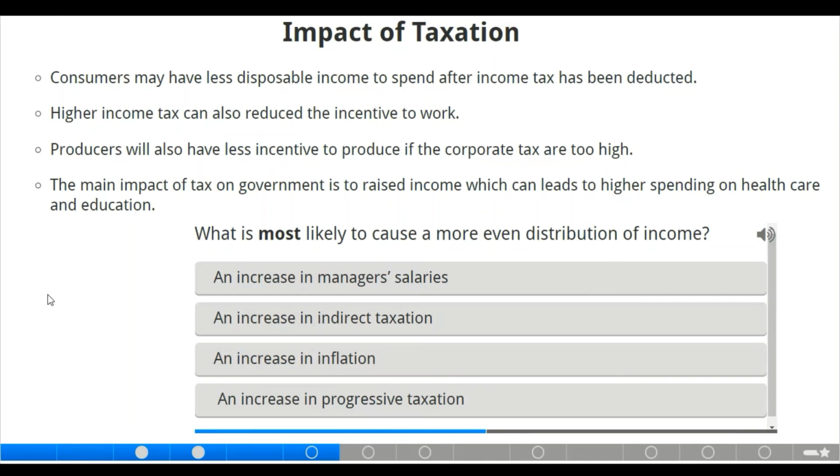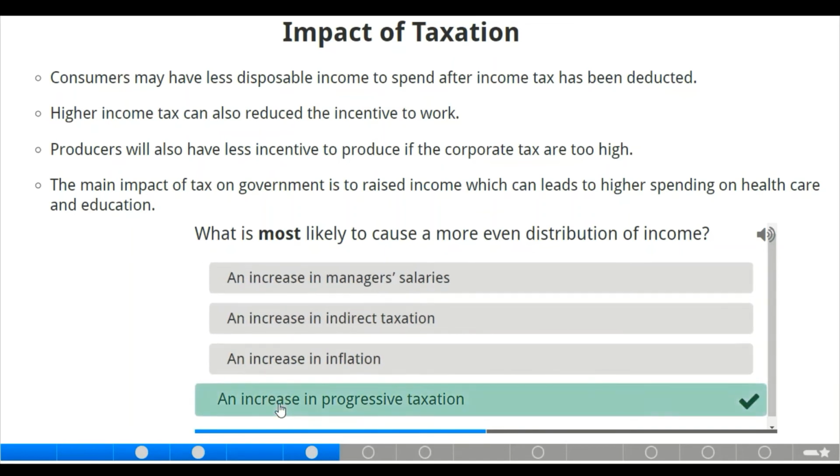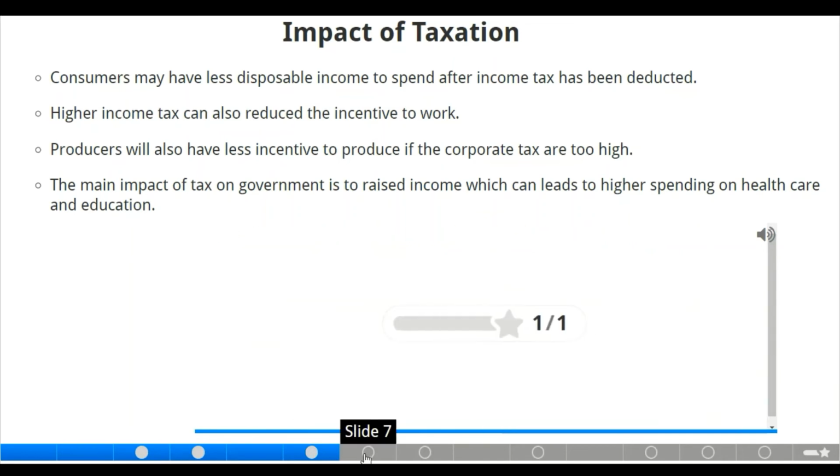Now, one past question that we have here: what is the most likely to cause a more even distribution of income? We have an increase in the managers' salaries, an increase in indirect taxation, an increase in inflation, or an increase in progressive taxation. What do you think can cause a more even distribution of income? Of course, it's an increase in progressive tax. Now we move to the next slide.